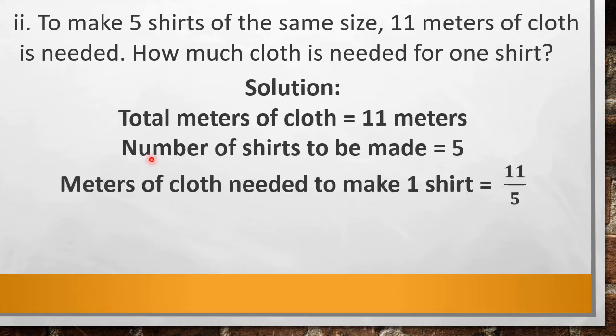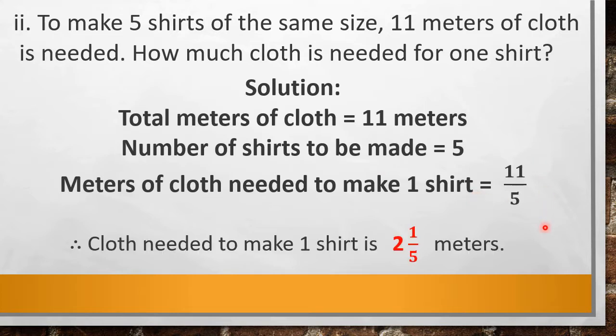Let's see solution. Total meter of cloth is equal to 11 meters. Number of shirts to be made is equal to 5. So, meter of cloth needed to make one shirt is equal to 11 by 5. And mixed number we will write like this. Therefore, cloth needed to make one shirt is equal to 2 and 1 by 5 meters.